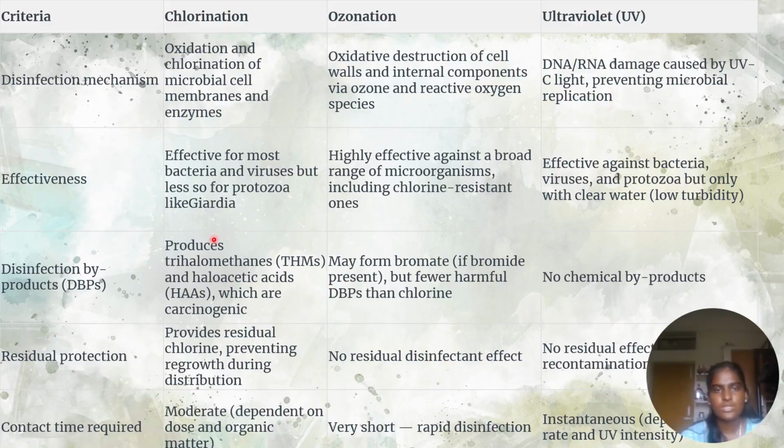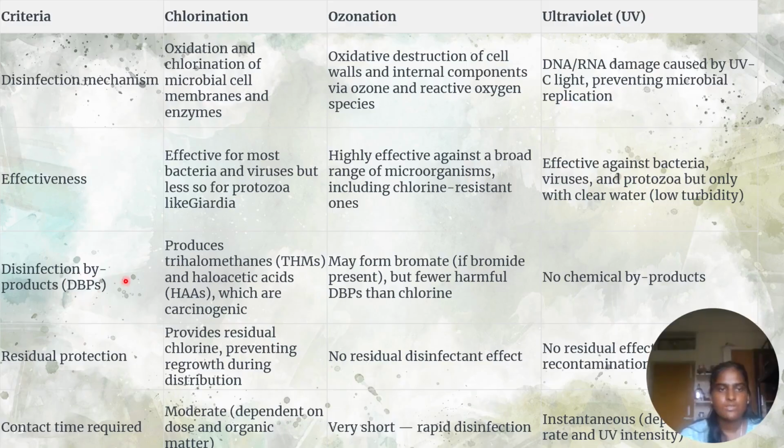Then effectiveness: chlorination is most effective against bacteria and viruses, but less so for protozoa like Giardia. Ozonation works on a broad range of microorganisms, including chlorine-resistant ones. Then UV works against all kinds of bacteria and viruses, but it only works with clear water. If there is turbidity, the light cannot penetrate.